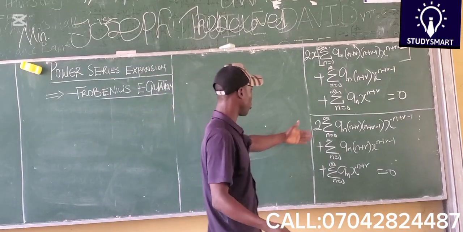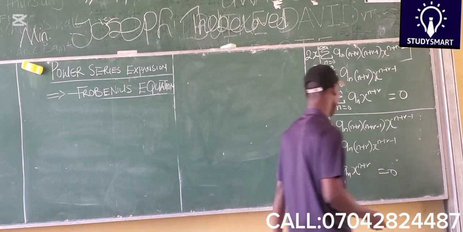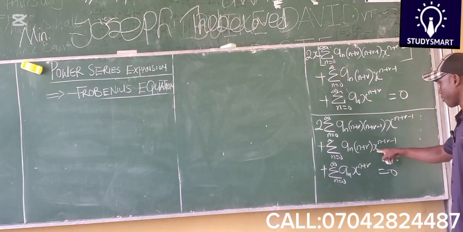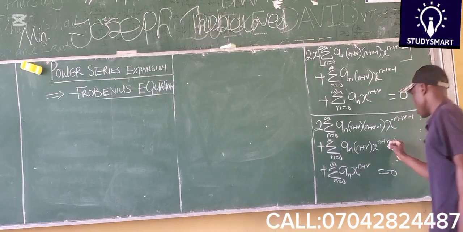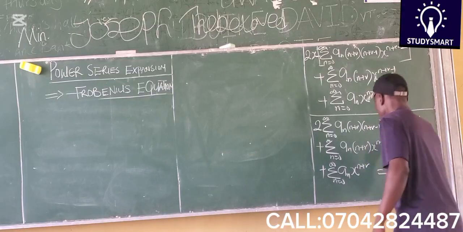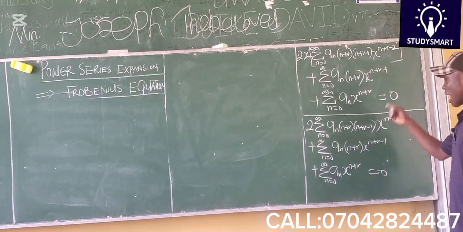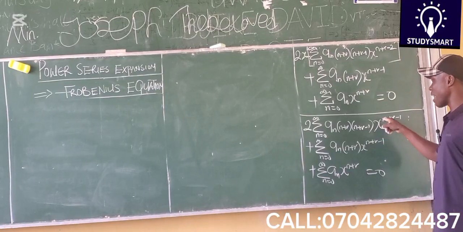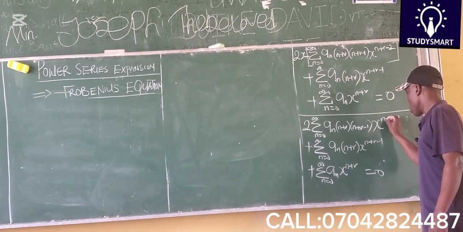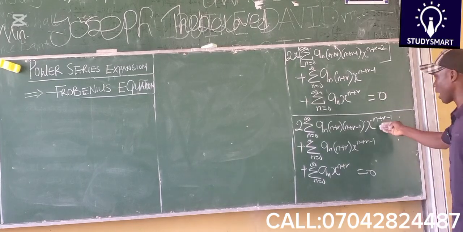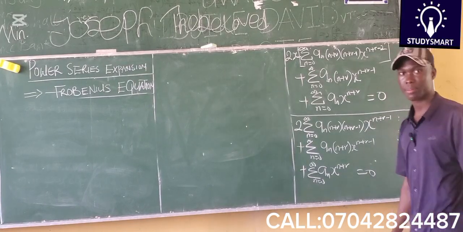Alright, so from this point, you observe something here. I have x to power n plus r minus 1 here. I also have x to power n plus r minus 1 here. It means that I can actually factor out these two terms.